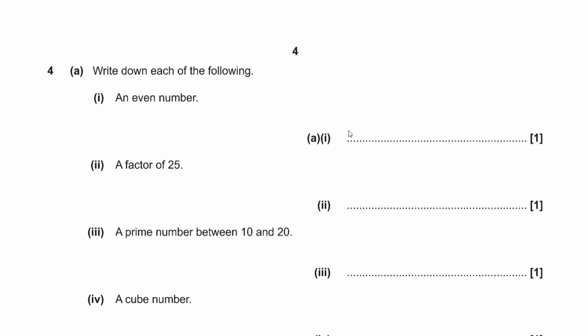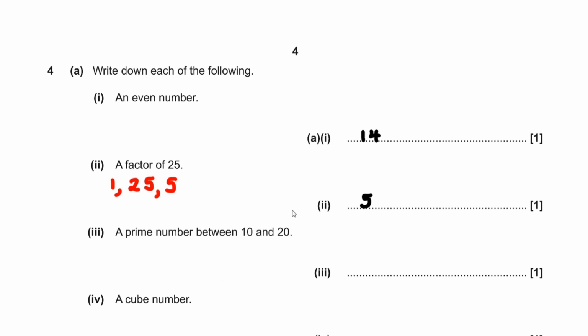Question number 4, part A. Write down each of the following. For the first part, an even number. Any even number means it's divisible by 2. For example, we could write 14. Next, a factor of 25. Well, the factors of 25, we've got 1 times 25 gives 25, and 5 times 5 gives 25. Here are all the factors of 25. We can write down any of these. For example, we can write down the 5.